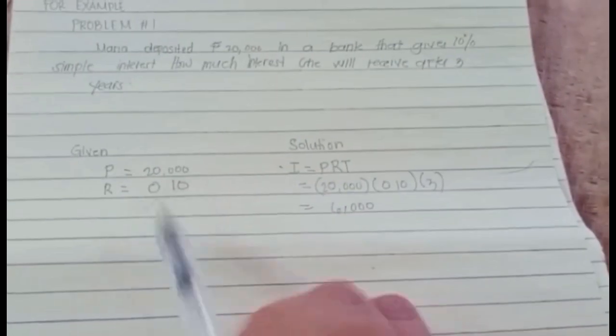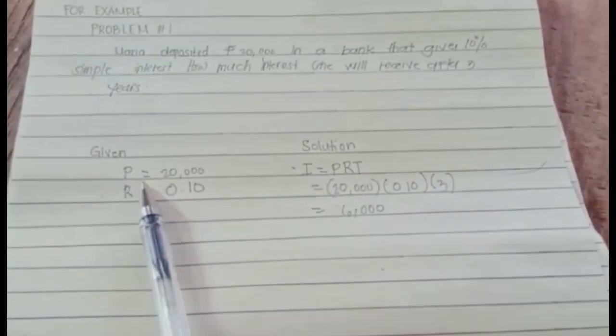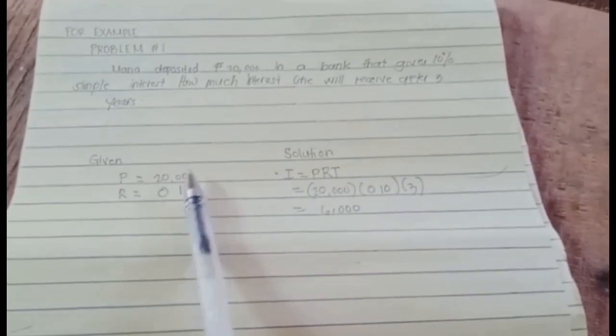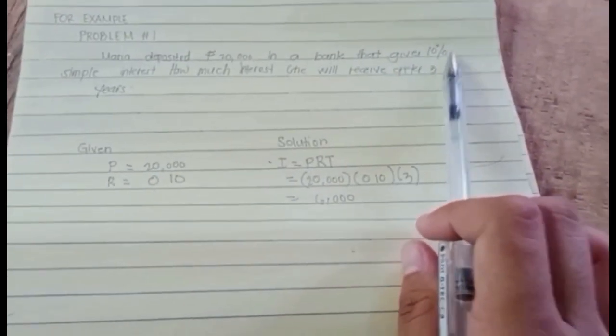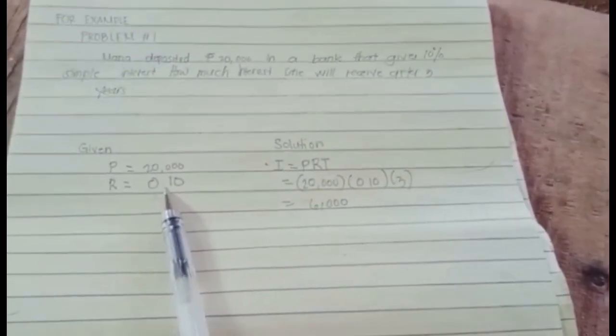The given P equals 20,000. The rate is 10% divided by 100. The answer: the rate is 0.10.